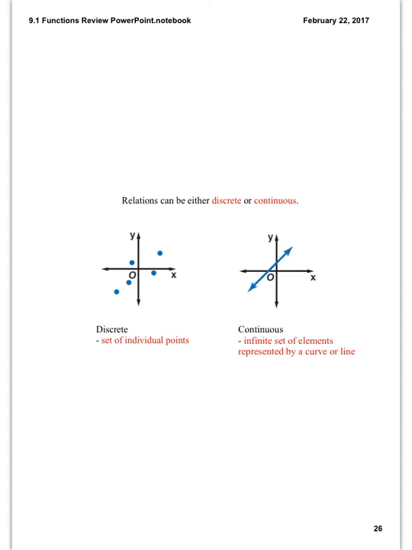Your next vocabulary words to define are discrete and continuous. Relations, or a bunch of ordered pairs, remember that's what a relation is, can be either discrete or continuous. They won't be both. A discrete relation is a set of individual points, where a continuous relation is a set of infinite points, usually representing a curve or a line. The easiest way that I decide between a discrete or a continuous function is if I can draw the picture without picking up my pencil.